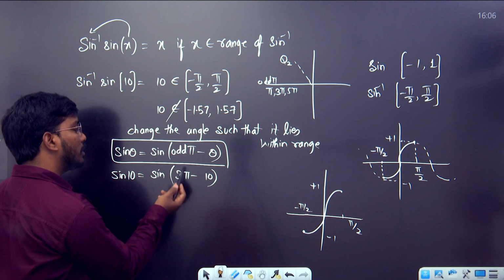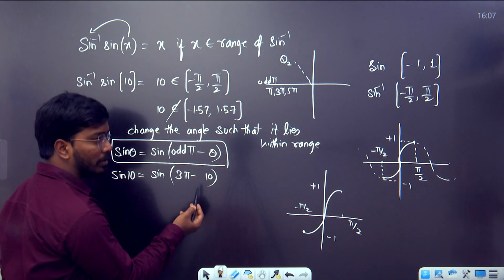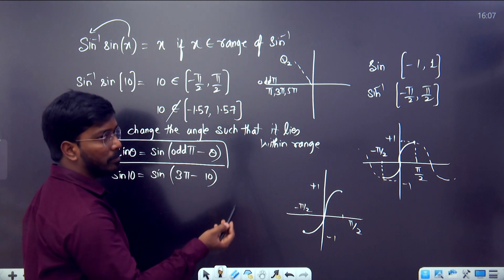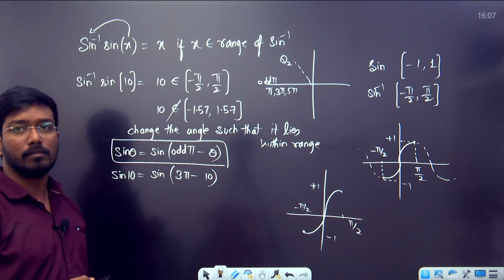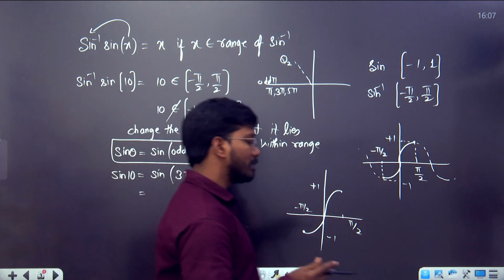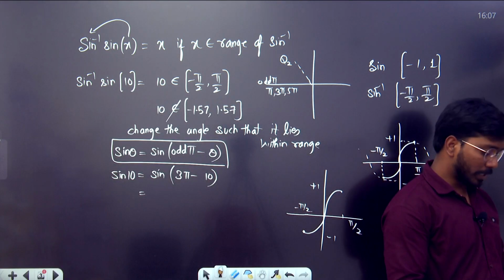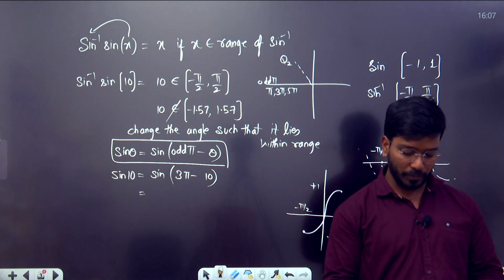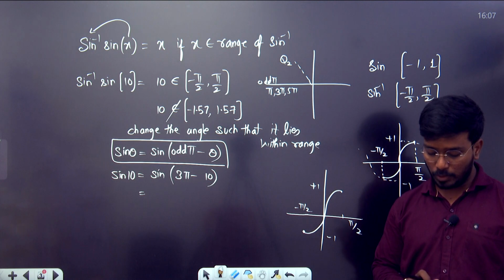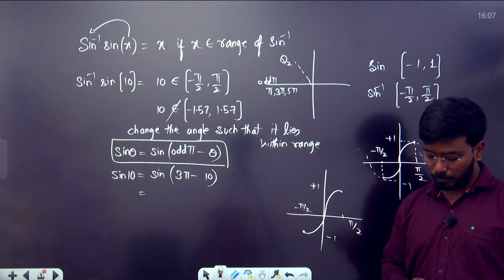Why I chose this 3? Because 3 3s are 9 point something value you are going to get. That 9 point something minus 10, you are going to get the answer less than 1.57. Okay, let me see it in the calculator. Exact value 3 pi is around some 9 point something, minus 10 you are going to get 0.5 something. Let me check it exactly the value and tell you guys.